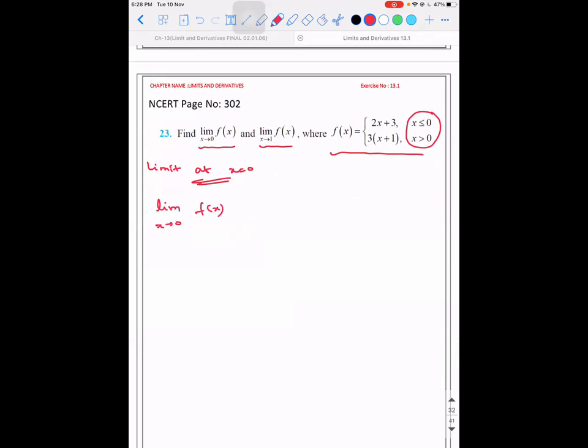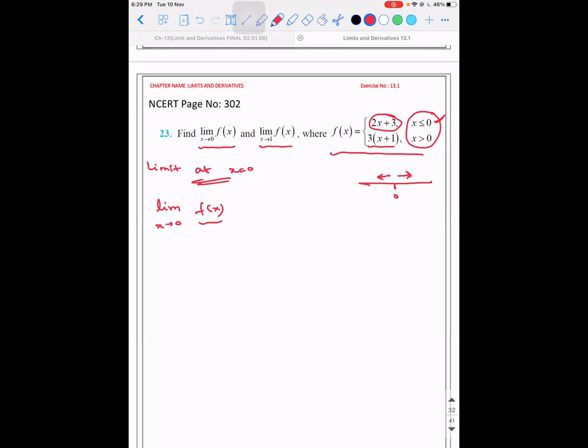Unlike the previous problems, we cannot directly solve this problem, because in the previous problems, limit x tends to 0 f of x meant you had only one function. For example, it was only sin x, or sin x by x. Whereas here, what is happening? At x less than 0, the function is 2x plus 3. On the right side, x greater than 0, it is 3 into x plus 1. Are you guys able to understand?